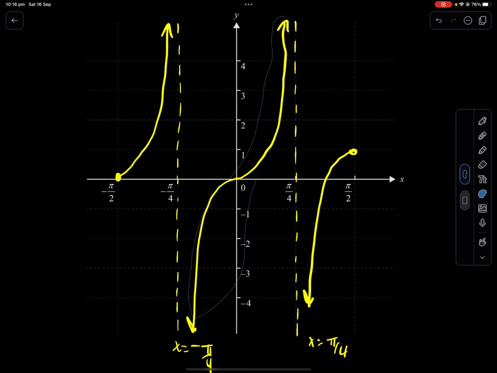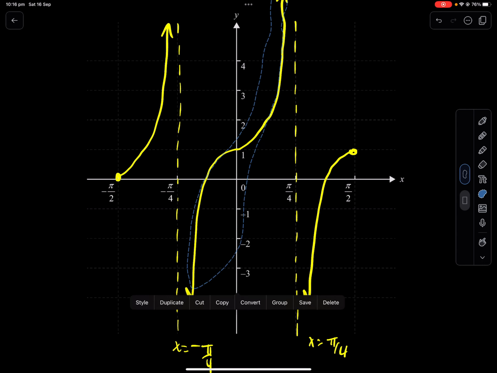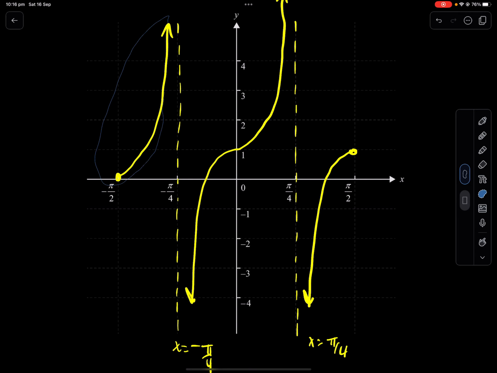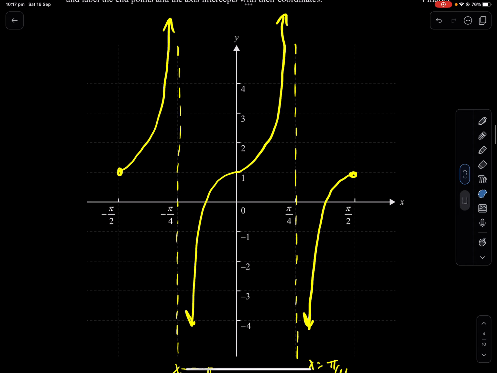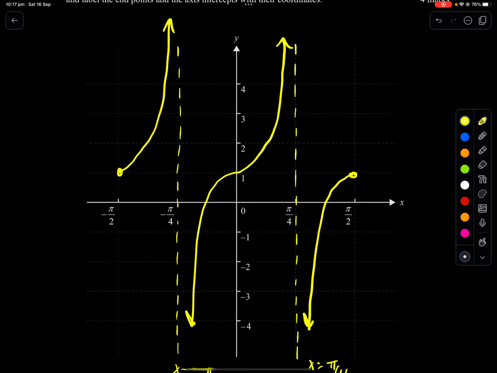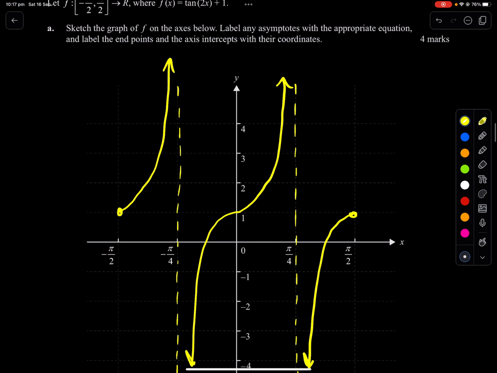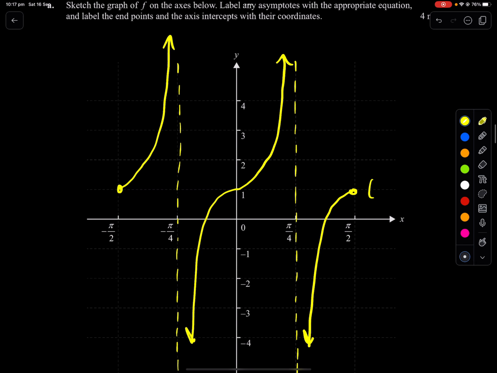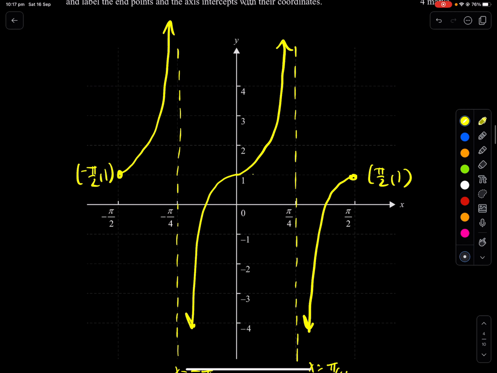Let me just translate this whole thing. 1 unit up, right over here. 1 unit up, right over here. Nice. So the graph looks like this. I don't like this. Let me just write that out, make it shorter. Perfect. And what else? Sketch a graph of f, label any asymptotes with an appropriate equation, label endpoints, so that'll be pi on 2, 1 and negative pi on 2, 1. Axial intercept, so this one here is 0, 1.